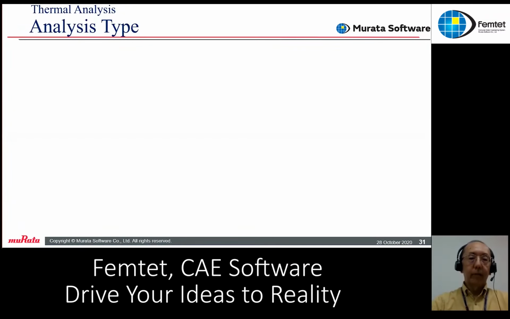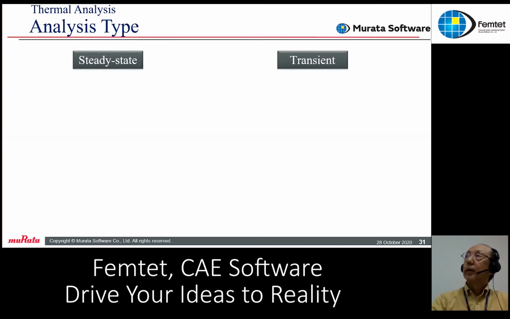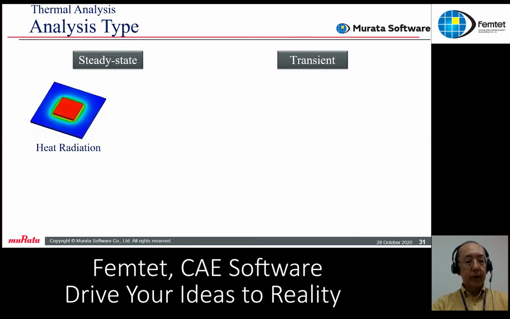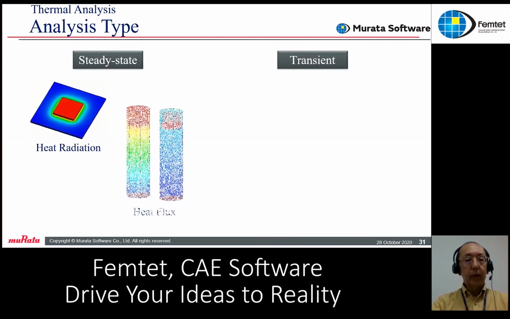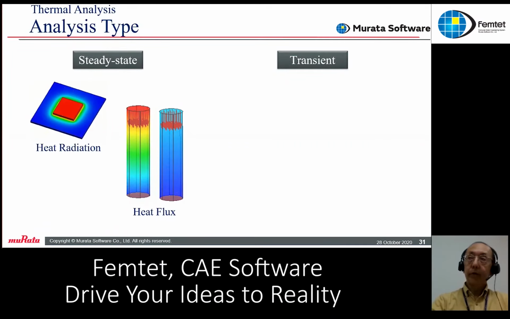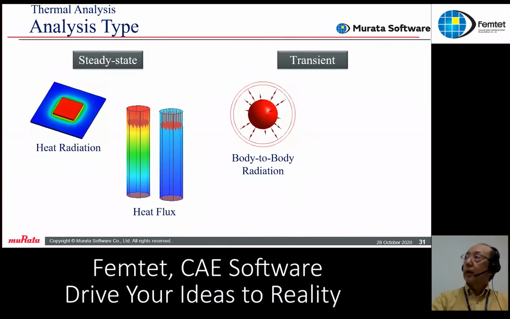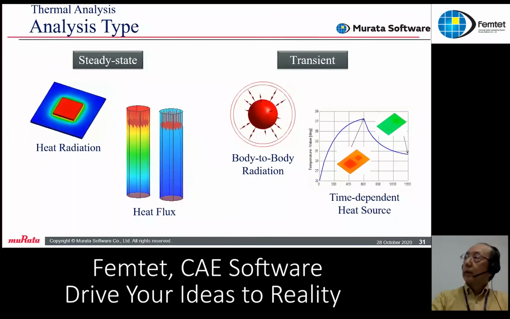Analysis type of thermal solver. There are two types of solvers: steady state and transient. In the steady state analysis, you can simulate the heat radiation and heat flux. In the transient analysis, you can analyze the body-to-body radiation and the time-dependent heat source.